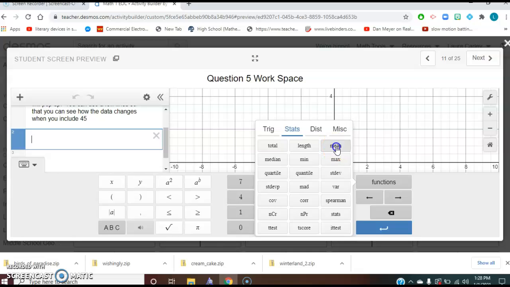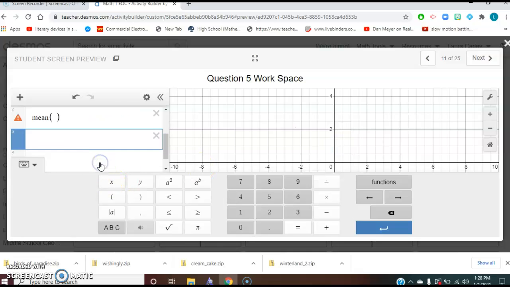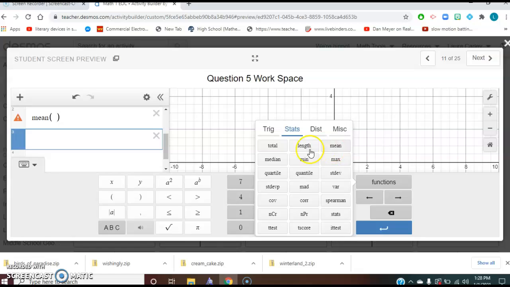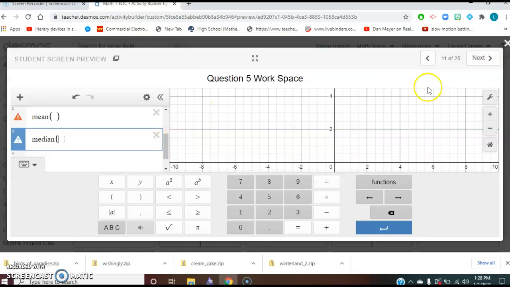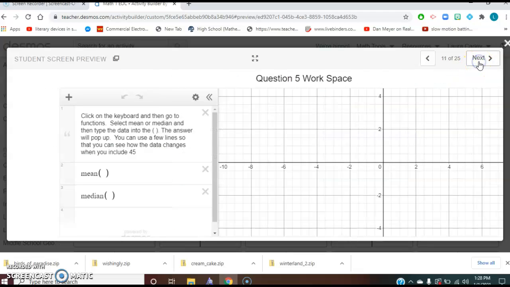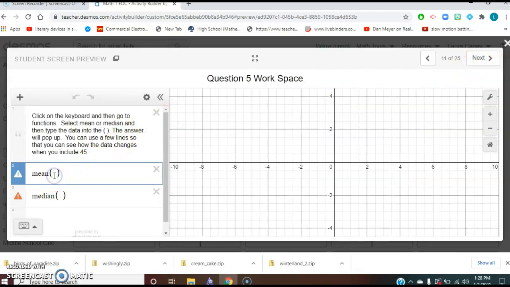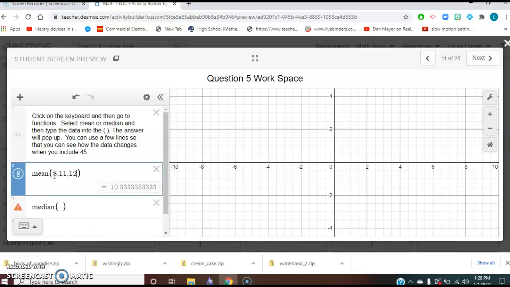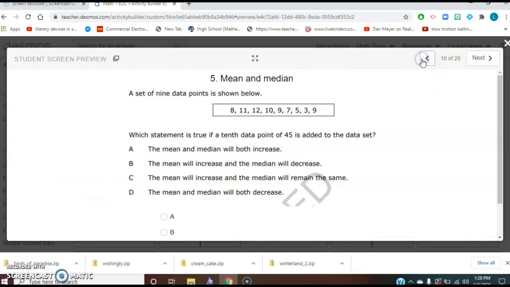And this one, we're comparing the mean and the median. So I'm going to do one line for each just because the question was asking us to compare both. So which statement is true if we add 45 to the data set? So let's see, 8, 11, 12, 10, 9. You just type them in the parentheses. 8, 11, 12, 10, 9, 7, 5, 3, 9.